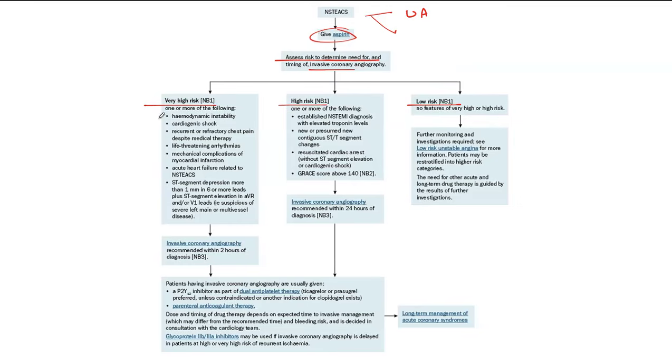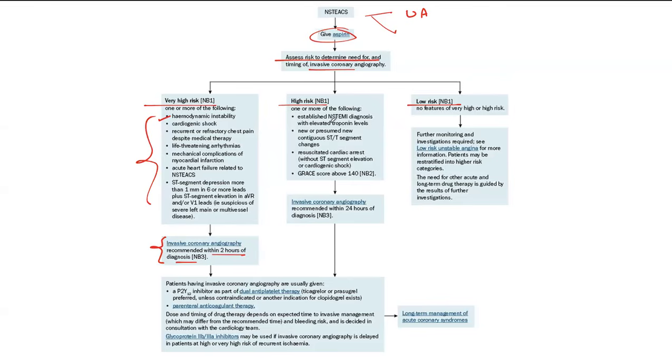Very high risk is someone who is hemodynamically unstable, with cardiogenic shock, recurrent chest pain, life-threatening arrhythmia, or heart failure. Any of those patients are very high risk. For them, you have to do the angiogram within 2 hours of diagnosis.